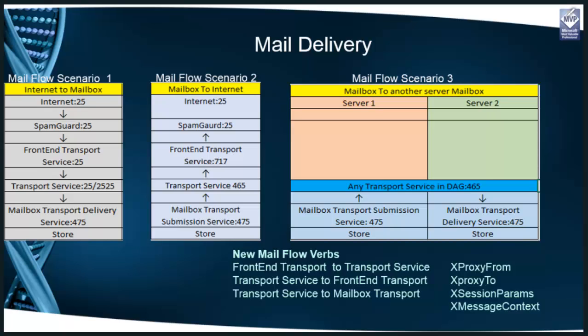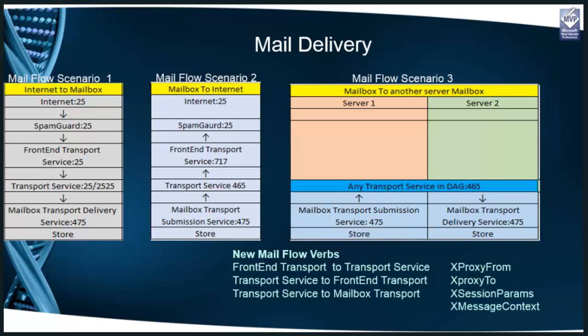Then the spam guard will forward it to the front-end service on port 25. Then the front-end service will transfer the email to the transport service on port 25, or port 2525 if they are together on the same server. Then the email will be forwarded to the mailbox transport delivery service on port 475 of the local mailbox database, and the mailbox transport delivery service will transfer the message to the database, and then you will connect and access it.